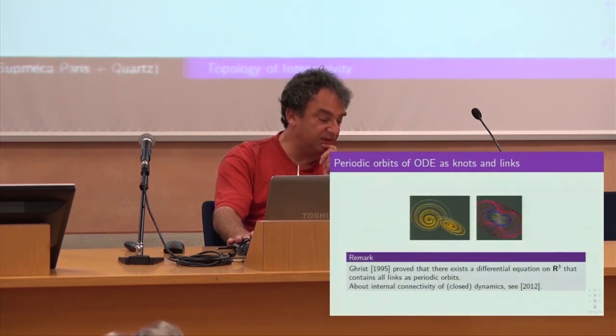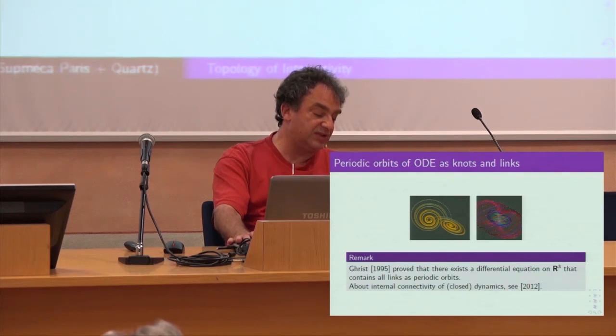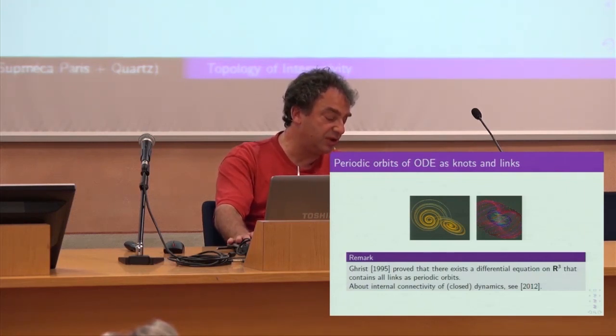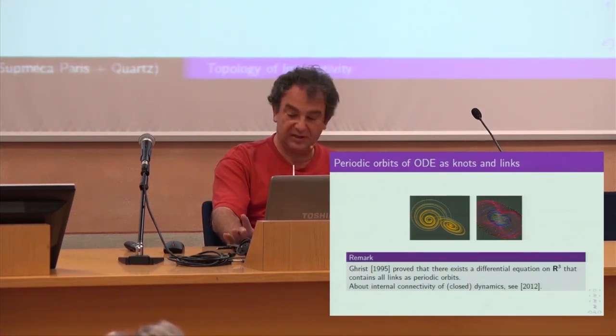And I will finish my lecture with these pictures issued from the Lorenz butterfly and the Hopf fibration, and with the beautiful Gríst's result about the existence of a kind of universal ordinary differential equation, and leaving the question of linking connectivity structures at the different structural stages at which they appear.